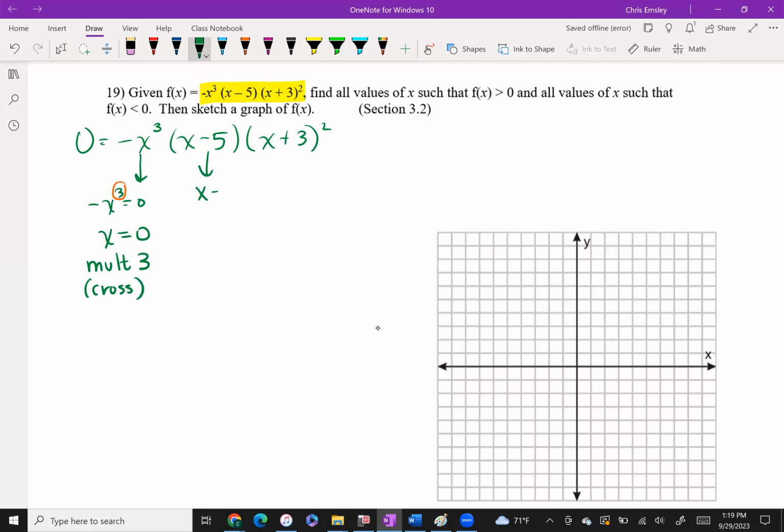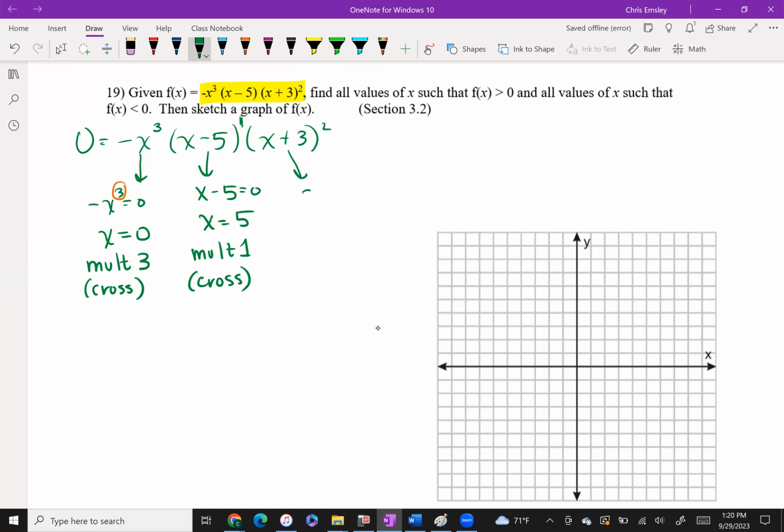Our next one, we get an x-intercept of +5. This came from a factor with no exponent, which means basically it has an exponent of 1. So this one has a multiplicity of 1, also odd. So we are also going to cross the x-axis at that point.